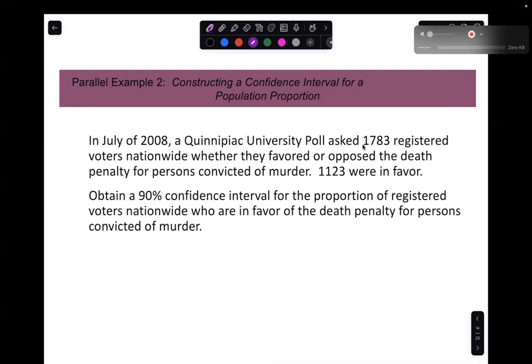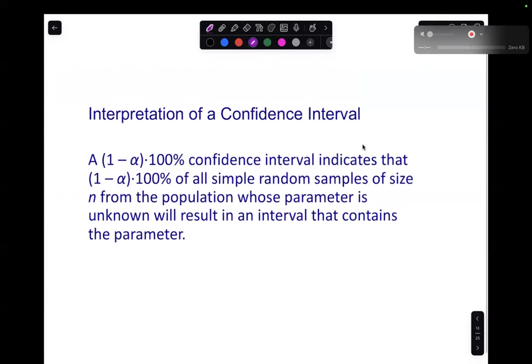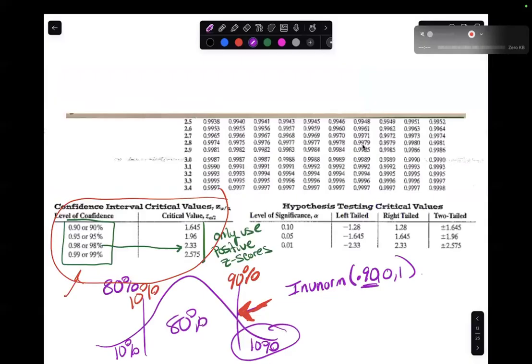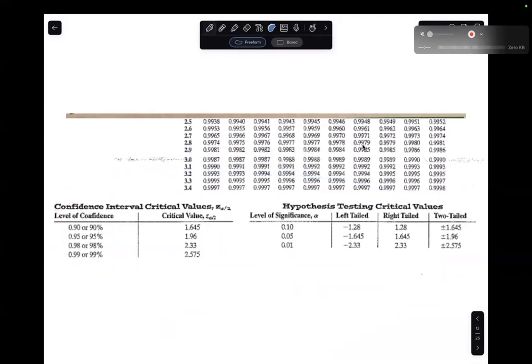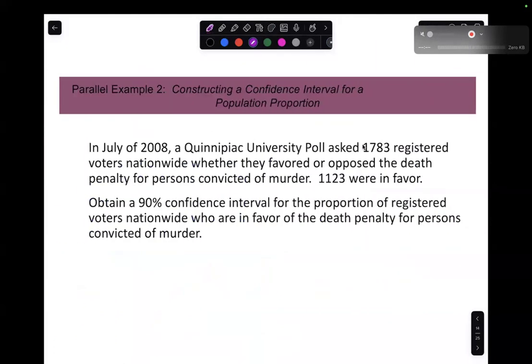So, first thing I'm going to do, I'm going to jump back here because I don't have my Z table up. And I'm going to erase all this stuff because there's a lot of stuff on here we don't need. Okay. For 90%, my critical value is 1.645. So that's the z-score I'm going to use because it's for a 90% confidence interval. So my z sub alpha divided by 2 is 1.645.